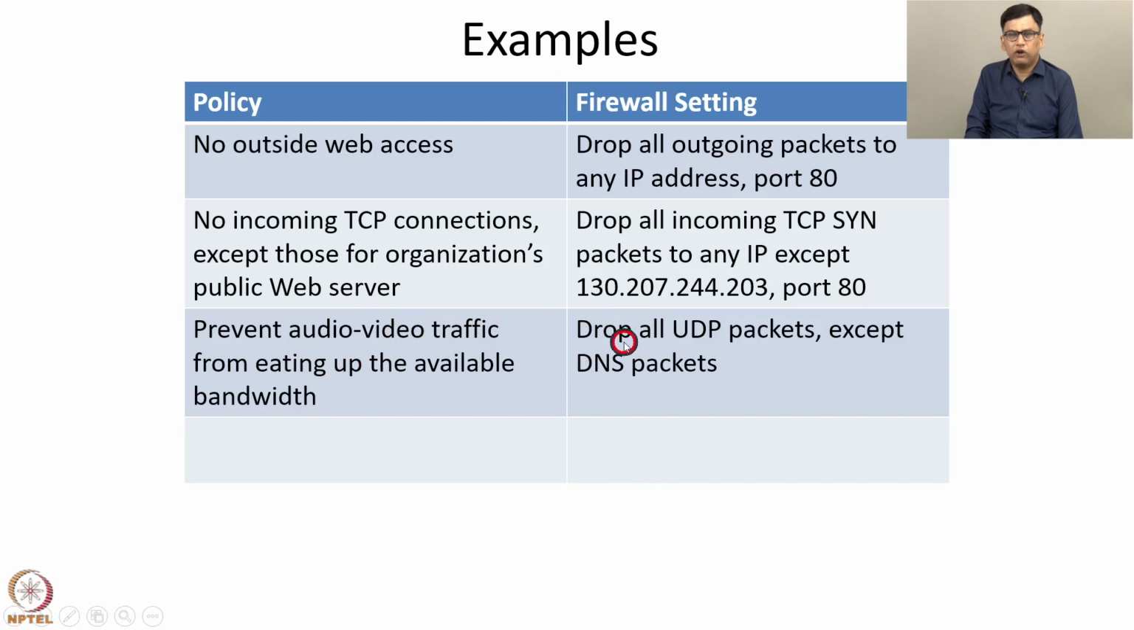Now, how can we find out whether it's a DNS packet or it's not a DNS packet? So that can be observed from the port number of the packet. So if it has the DNS port number, then we should pass it, otherwise it should be dropped.